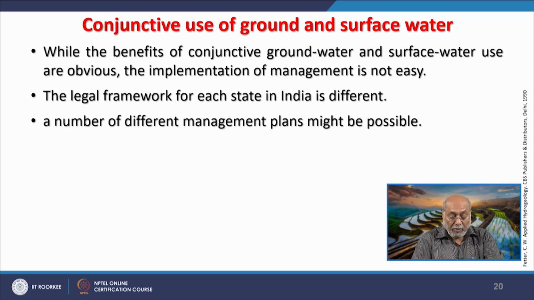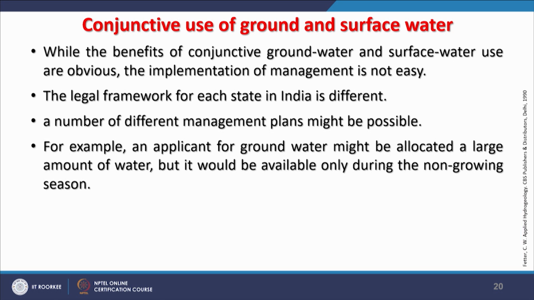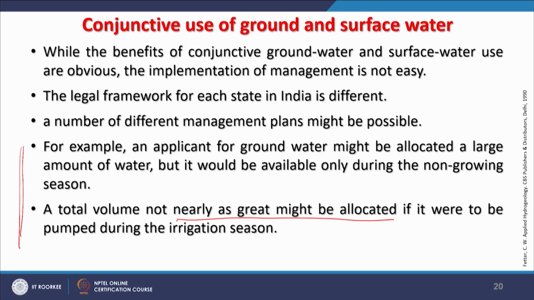So, a number of different management plans might be possible depending on the different water resources, and then suggestions for conjunctive use. An application of groundwater might be allowed for a large amount of water, but would be available only during the non-growing season. A total volume not nearly as great might be allocated if it were to be pumped during the irrigation season. But how you will maintain, how you will monitor all these things, that is the real challenge. And that is why many times we are having a lot of problems about water, especially in the dry season when we are depending more on groundwater.